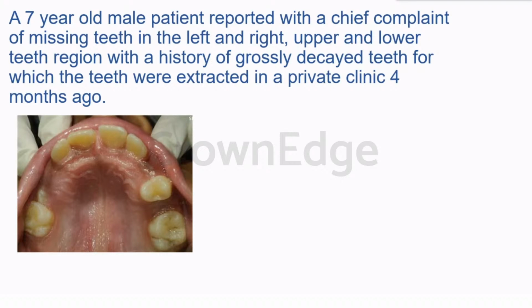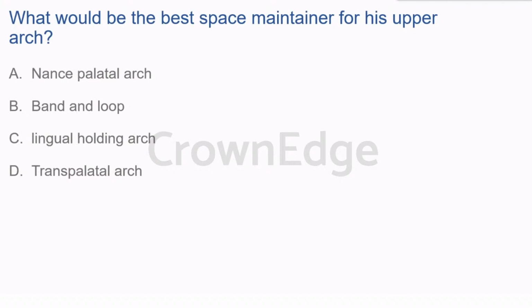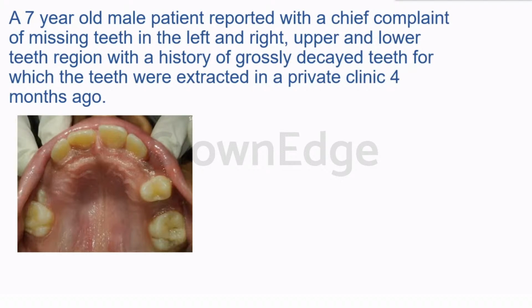A 7-year-old male patient reported with a chief complaint of missing teeth in the left and right, upper and lower regions, with a history of grossly decayed teeth for which teeth were extracted in a private clinic 4 months ago. So he has just come and reported with this image. A lot of teeth were extracted in both upper and lower arches around 4 months back. What is the question? What would be the best space maintainer for his upper arch in this given image?